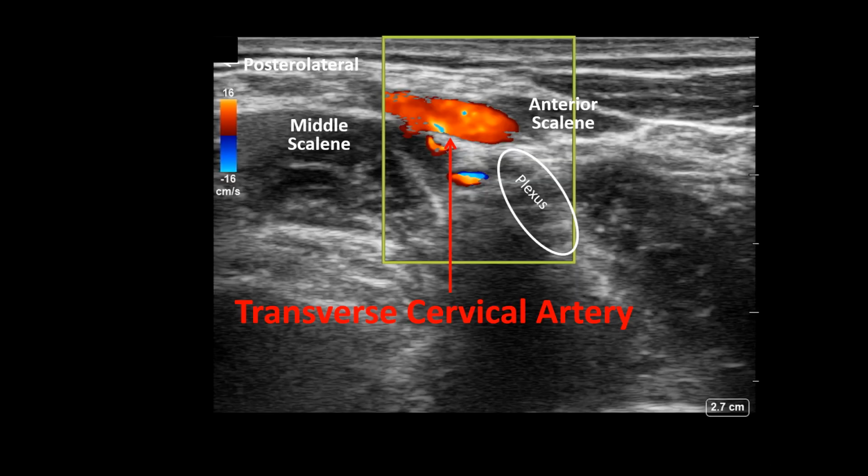A couple more structures in the posterior cervical triangle to watch out for. This is a sonographic view of the transverse cervical artery as it lies just superficial to the brachial plexus. Here you'll see it in longitudinal view and a Doppler image showing color flow through the artery. So the brachial plexus is here, and this is a superficial structure coming off the thyrocervical trunk.